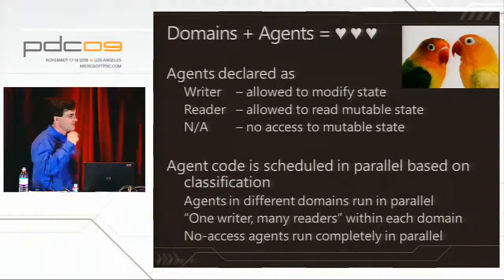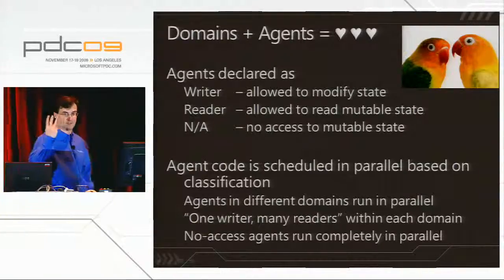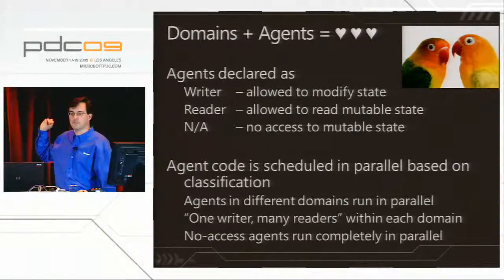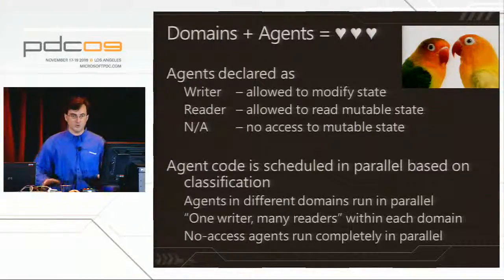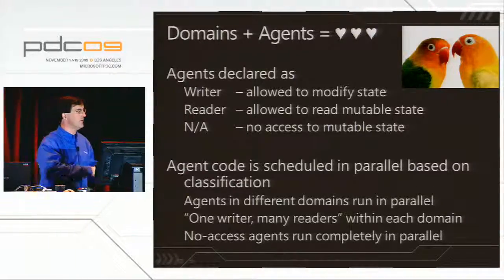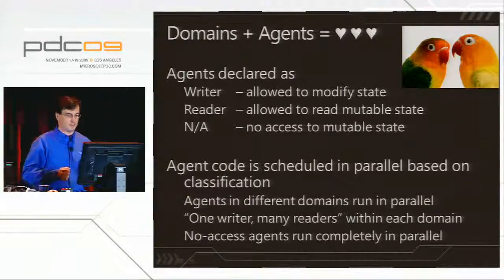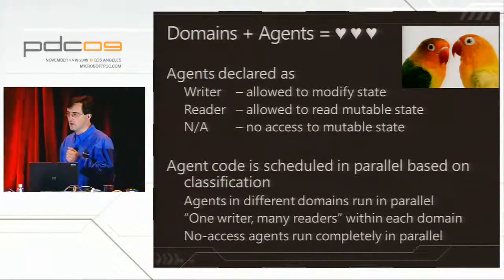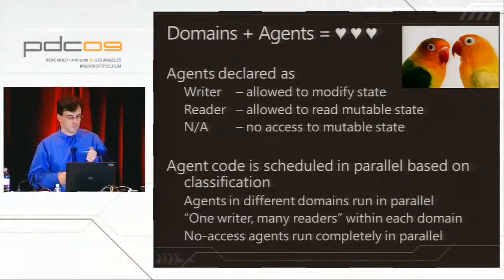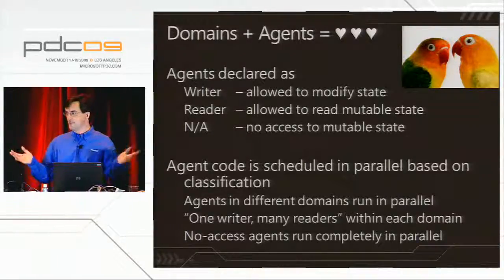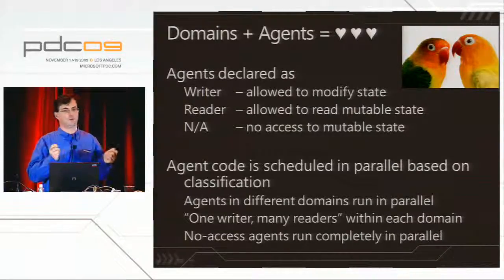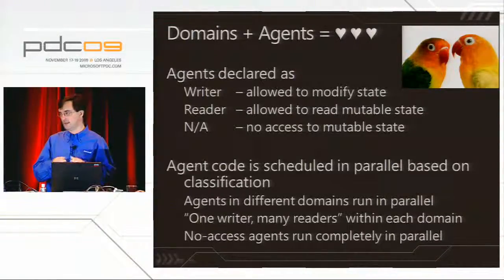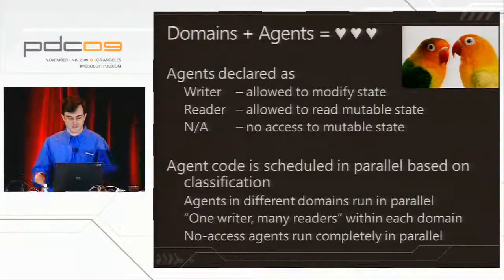So this affects how they can run. Agent code is then scheduled in parallel based on these 3 classifications, right? And it's completely taken care of by the runtime. You don't get involved. You declare what they do, and then that's it. And the compiler helps you out. And we enforce this then. One writer, many readers within each domain. Between domains is completely free-threaded. And no access agents are also free-threaded. They don't need to coordinate anything with anybody except through message passing, right?